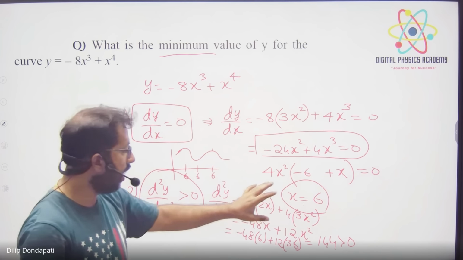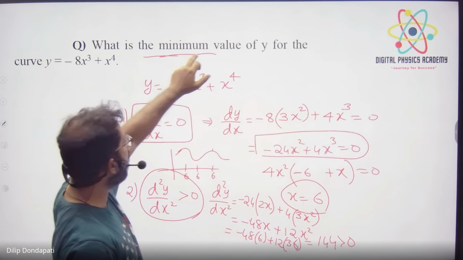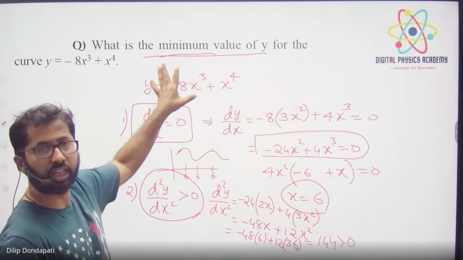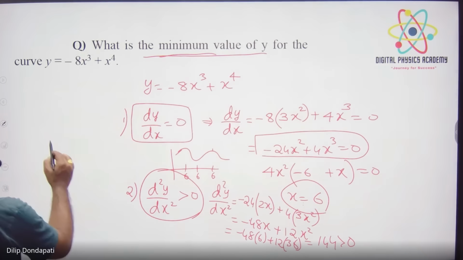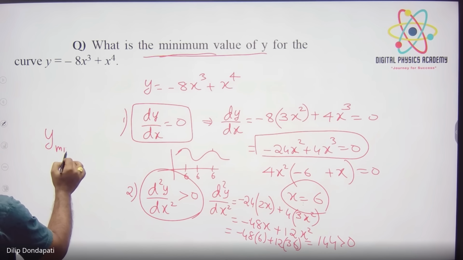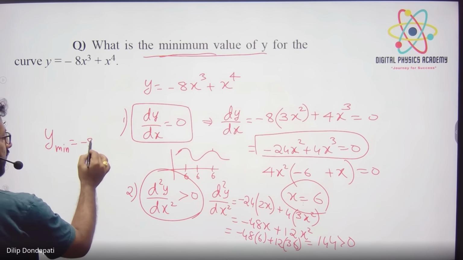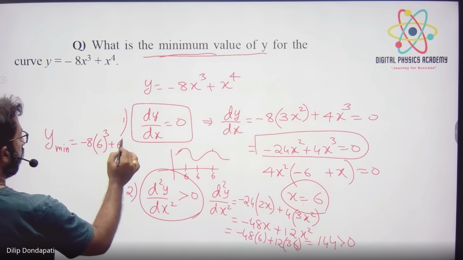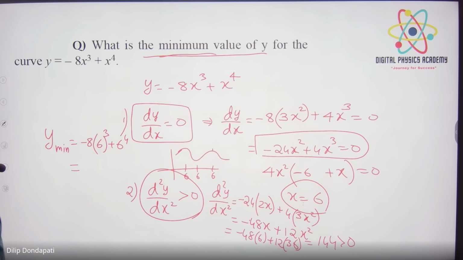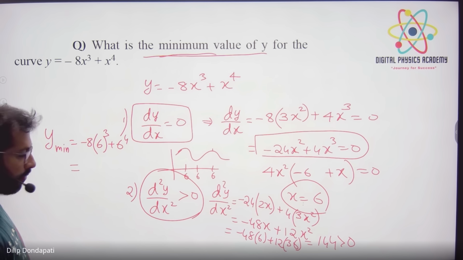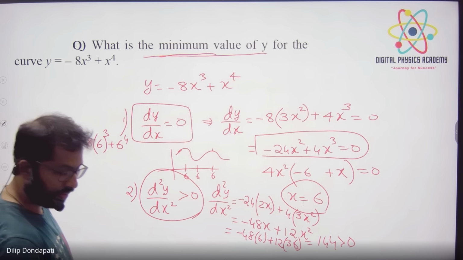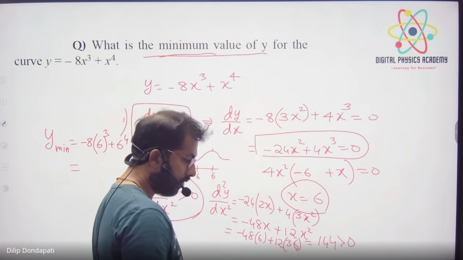Understood it? Now he is asking what is the minimum value of y. Now substitute x equals 6 in the original expression to find the minimum value. So y minimum is equal to minus 8 into 6 cube plus 6 power 4. Calculate how much it will come. That is the minimum value. 216, I think so, right? Minus 8 multiply, how much will it be? I'll use calculator.